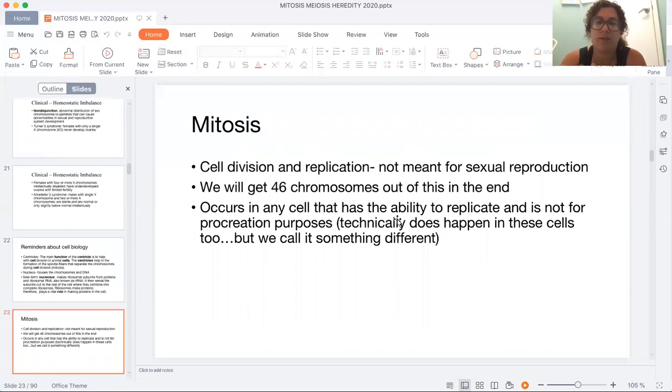So as I said, mitosis is cell division, replication, not meant for sexual reproduction. Mitosis is different from meiosis. Mitosis is cellular division. Meiosis is gamete production. We will get 46 chromosomes at the end, and it can occur in any cell that has the ability to replicate and is not for procreation. I think I've said that 50 million times now. It will be a test question. It will be a quiz question. It will be a word question.